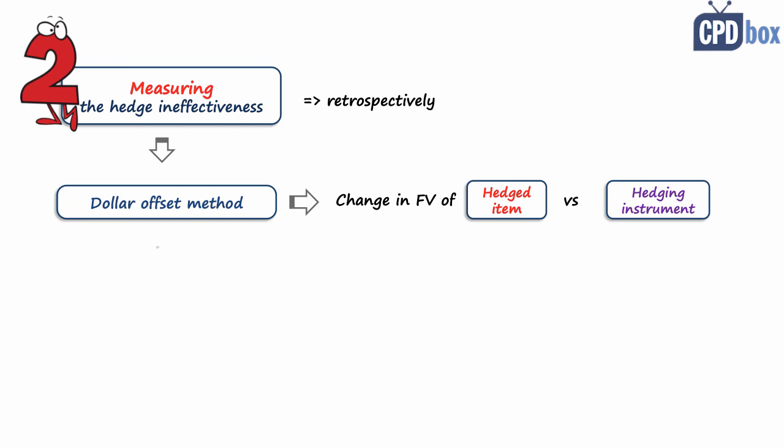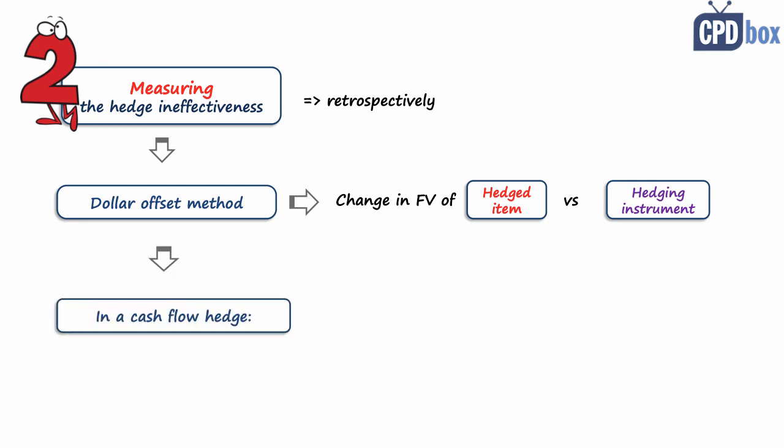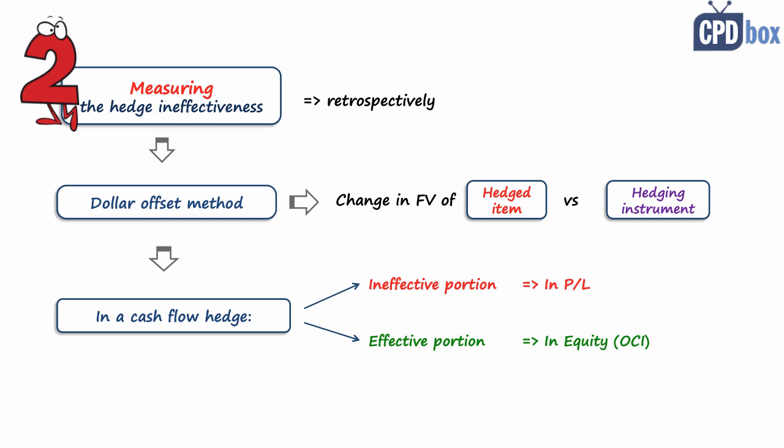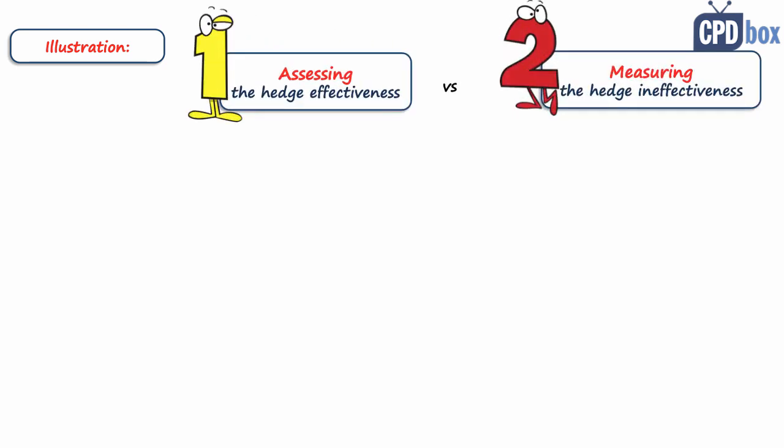ineffectiveness. So if you have a cash flow hedge, then you know very well that you are going to recognize the ineffective part in profit or loss and the effective part in other comprehensive income as a cash flow hedge reserve. So just a small illustration of what I have just said.